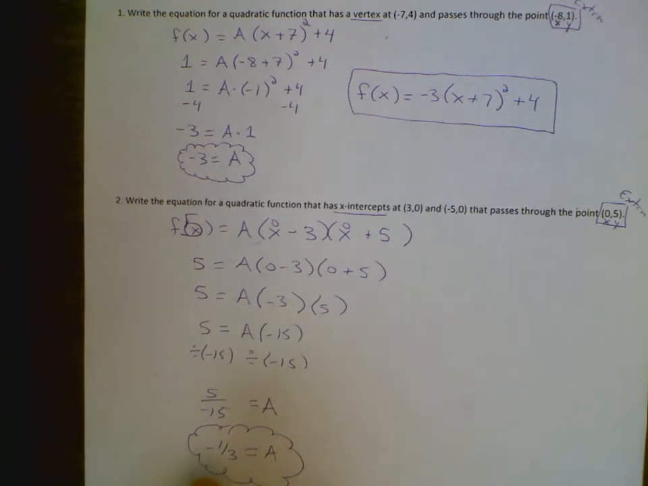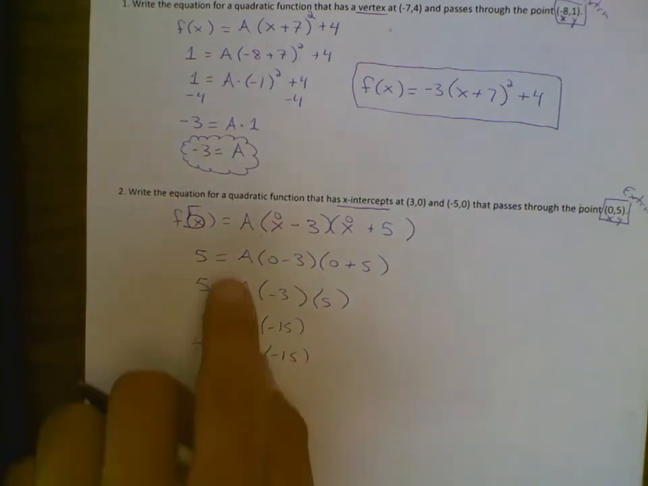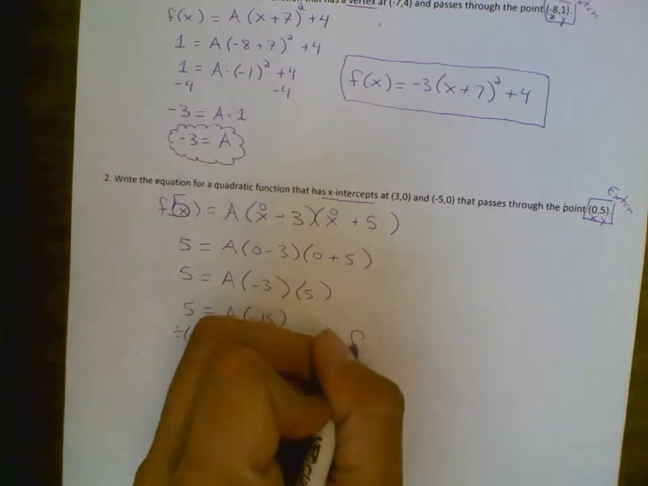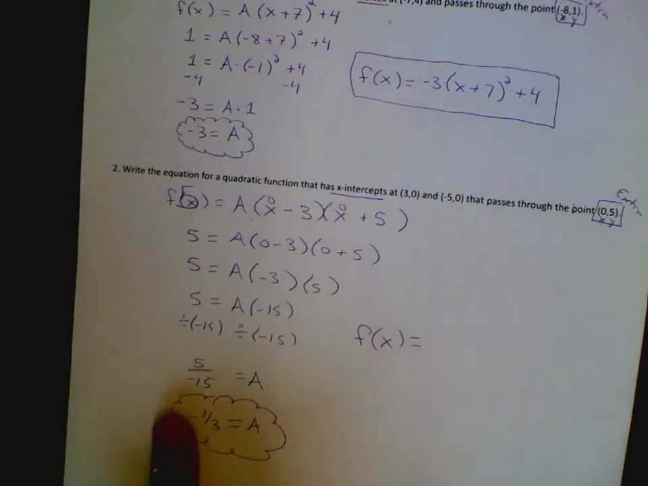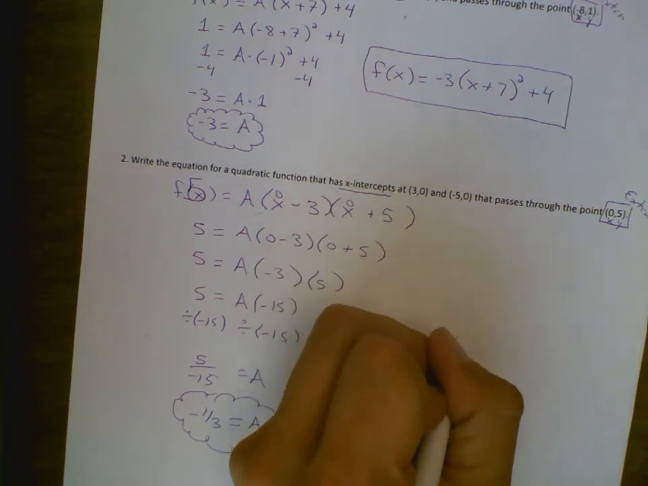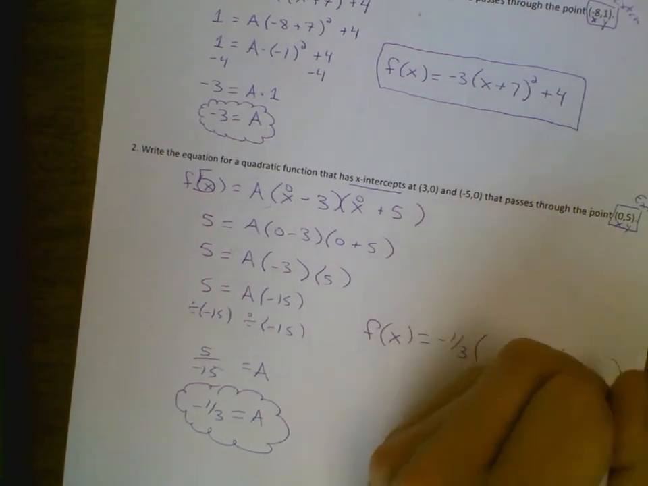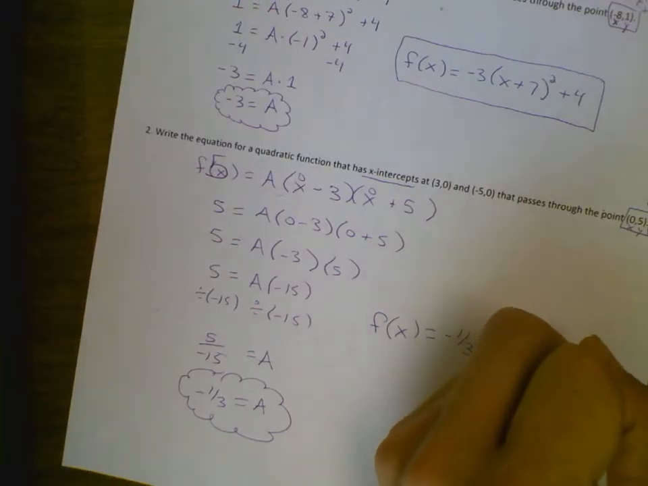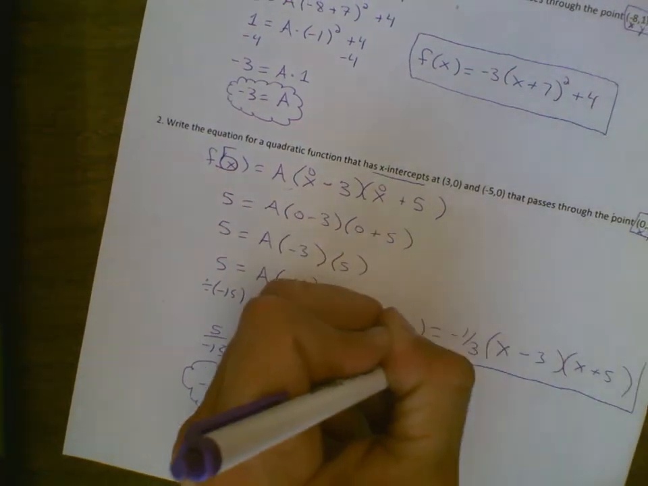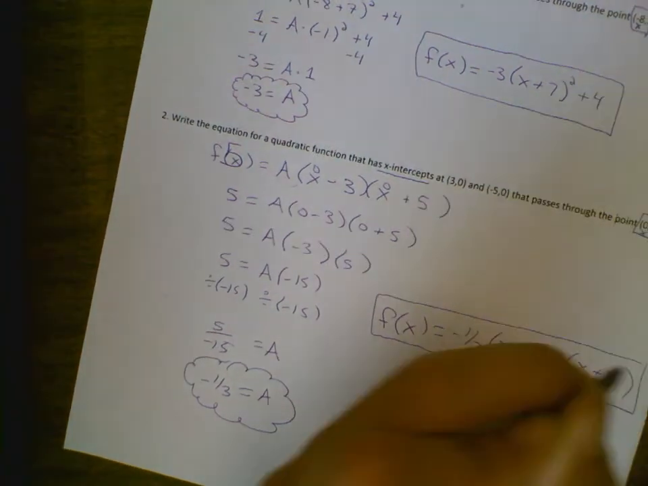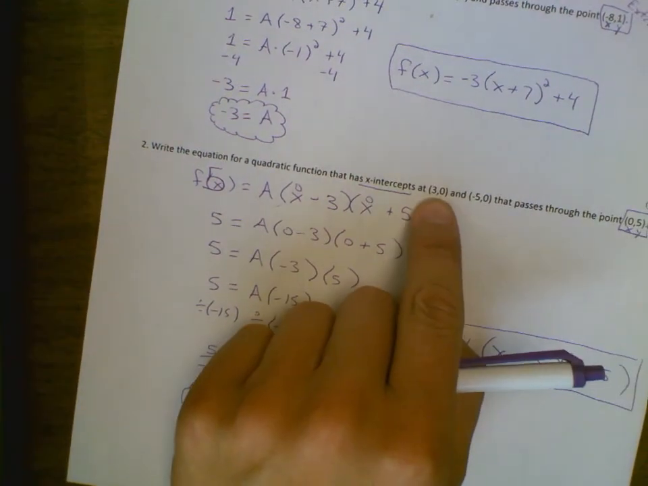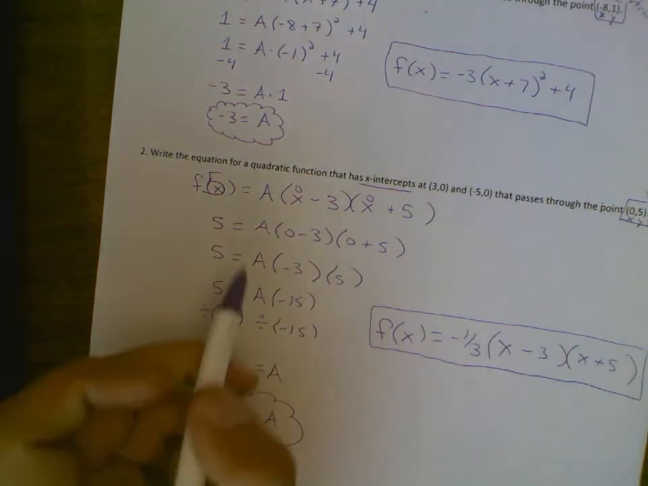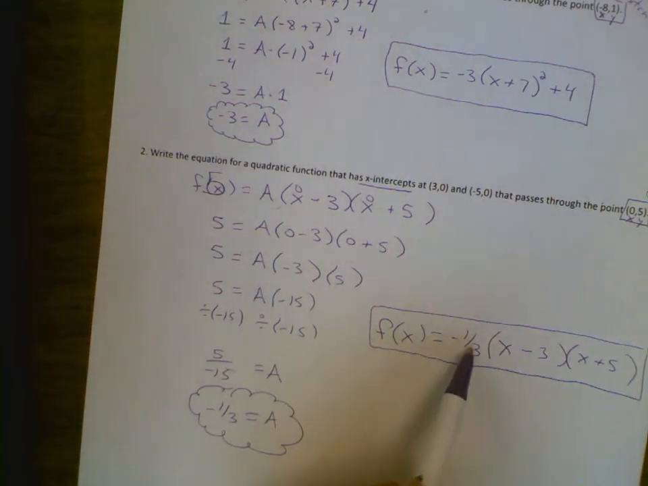Once we've solved for the stretch, we can simply plug that back in for our a, and we'll have our formula. It's going to be f of x equals my a value of negative 1/3, times (x - 3) times (x + 5). And once again, this should check out. The -3 gives me an x-intercept at 3, the +5 gives me an intercept at negative 5, and then we solved for that stretch, our a value.